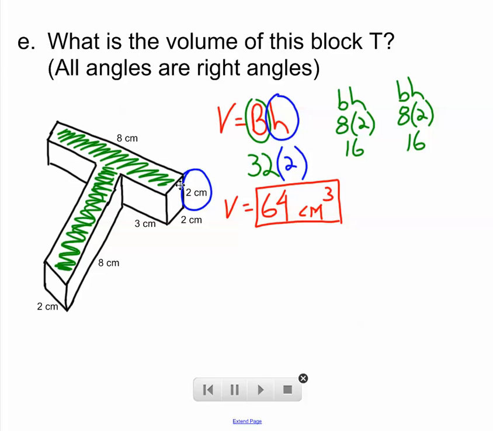So in summary, I found the area of the base by adding up this rectangle to this rectangle. An 8 by 2 rectangle plus an 8 by 2 rectangle is 32 square centimeters. Then I'm going to multiply that by these 2 centimeters, that is the height of the prism, and I'll get 64 cubic centimeters.